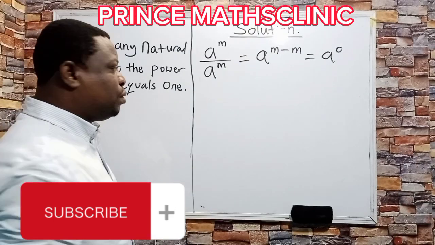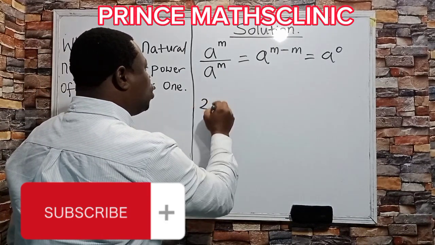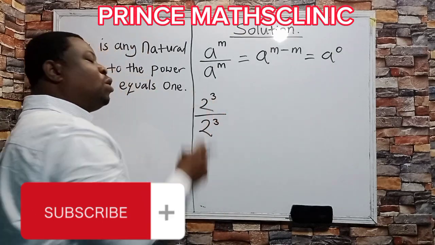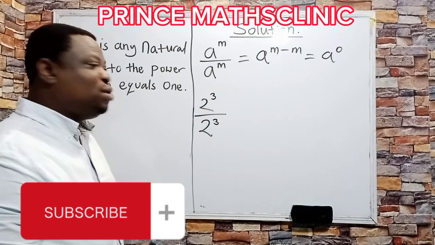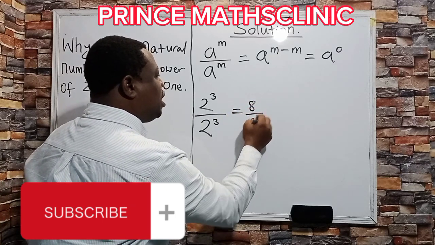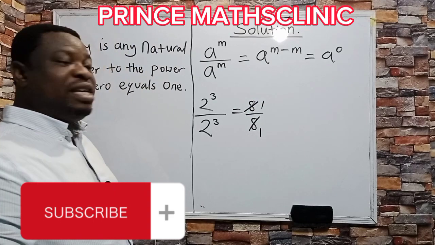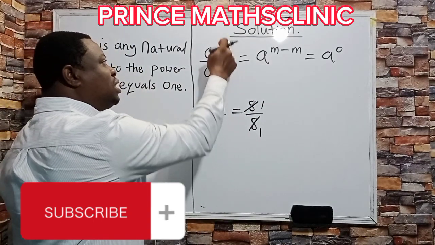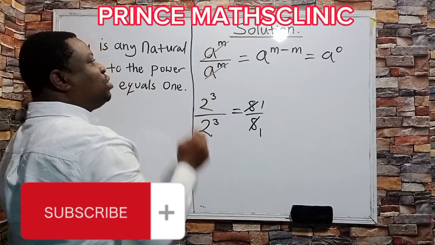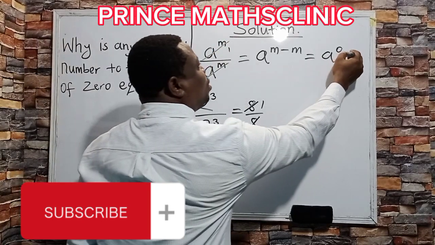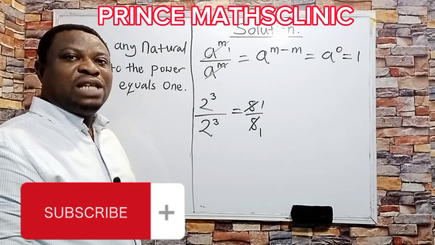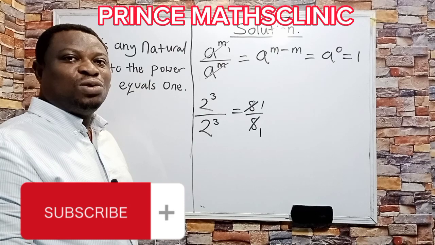Now, let me paint a picture for you. Let us say you have 2 to the power of 3 divided by 2 to the power of 3. These numbers are of the same size or magnitude, because 2 to the power of 3 means 8. So 8 divided by 8 is 1. These have the same powers and also the same base, so you can cancel, and this gives you 1. Therefore, a to the power of 0 equals 1. So this is another proof that any number to the power of 0 equals 1.